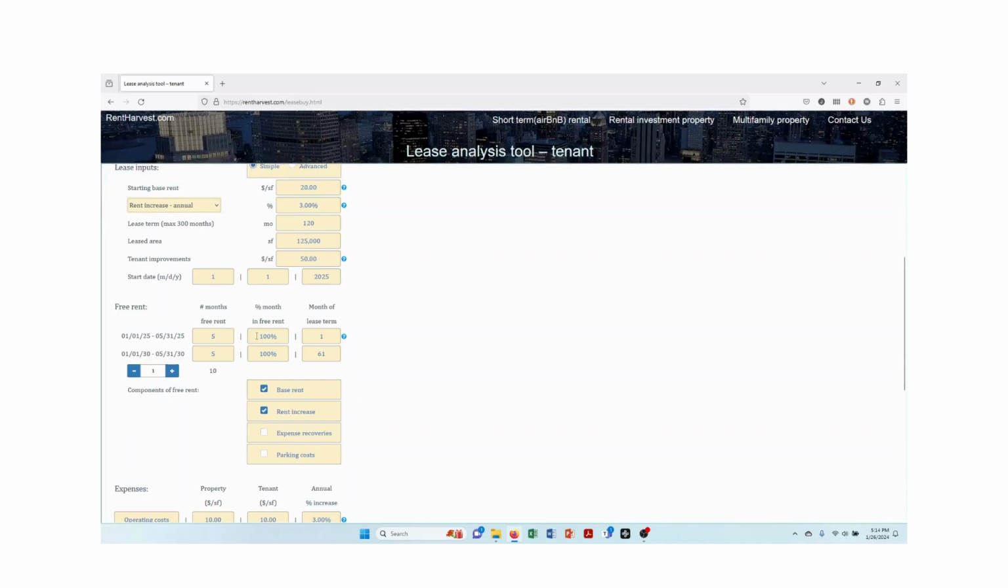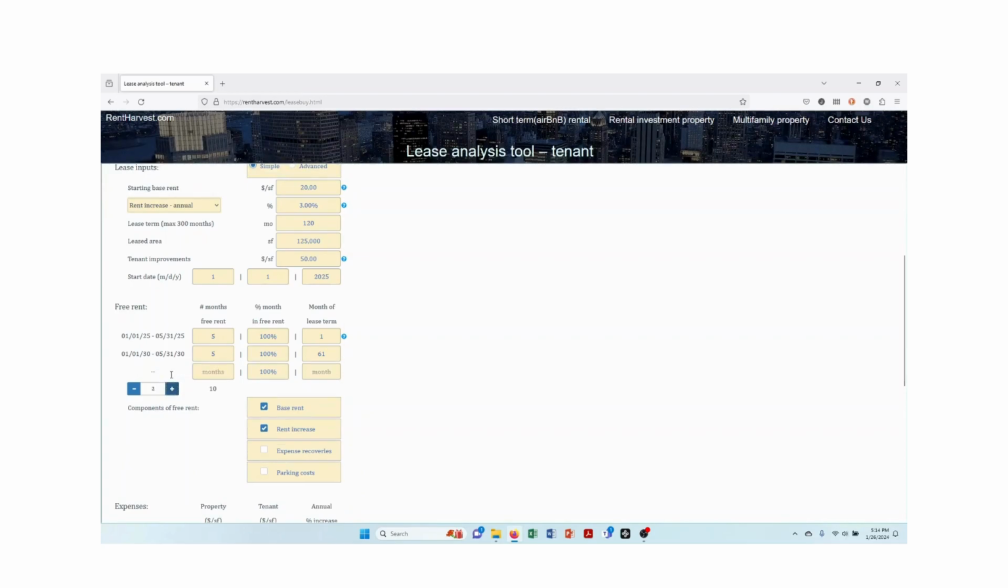In this example, we have two free rent periods. Each are 5 months in length, with the first free rent period starting on the first month of the lease term, and the second free rent period starting on the 61st month of the lease term. Click on the plus sign here if you want to add another free rent period.